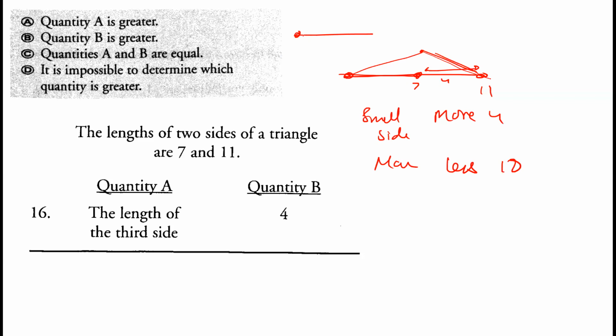So if we have 7 length over here, and let's suppose we have 11 and 7 to this side, the total distance is 18. So the third side would be less than 18. So the correct answer is A. The smallest side would be more than 4 and less than 18. So any quantity that is between 4 and 18 is greater than 4. So option A is correct.